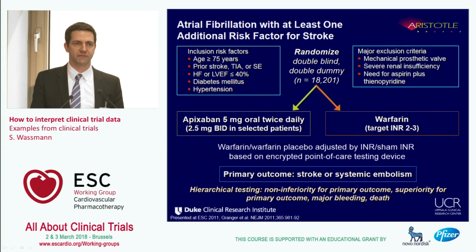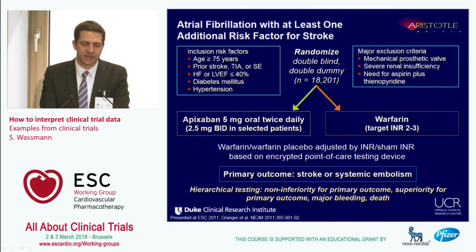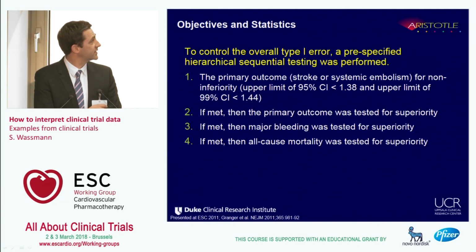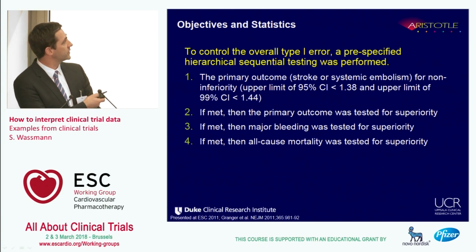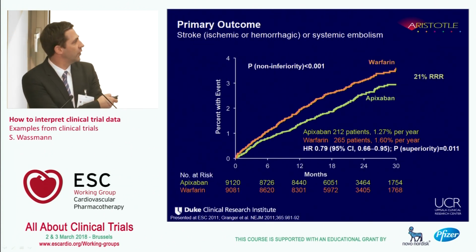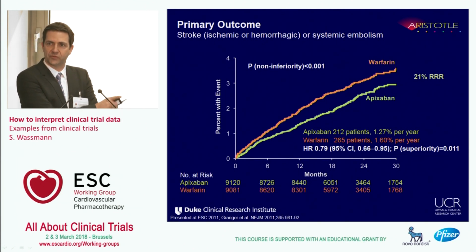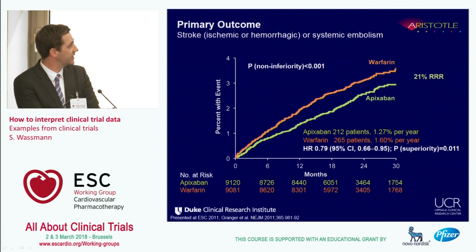For example, impaired kidney function, or the 203 rule, which involved age, body weight, and kidney function. So pharmacological criteria. Statistics, very clearly: the primary outcome was stroke and systemic embolism, tested for non-inferiority. After that, tested for superiority, then bleeding for superiority, and then all-cause mortality. These are the findings. Non-inferiority met, superiority met, so apixaban was superior to warfarin in preventing strokes and systemic embolism.